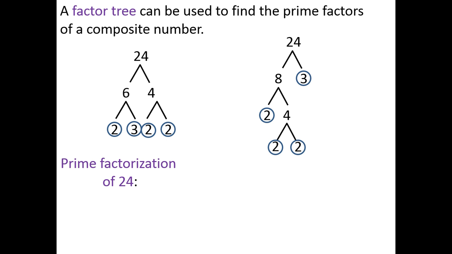So it doesn't matter how we get started with factoring a number to find its prime factors, as long as we start with two numbers that will multiply to give us that number. We can write the prime factorization of 24 by gathering up all those circled numbers, all those prime factors, and showing that if we multiply them together, that we will have the number 24. And because the 2's do repeat as factors, if we wanted to, we could write that as 2 to the third times 3, because there are 3 factors of 2.